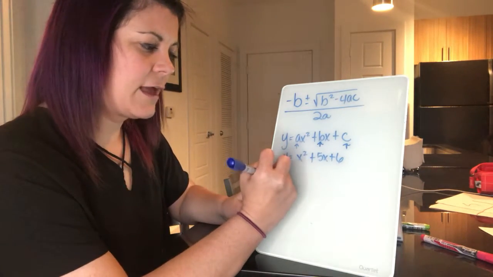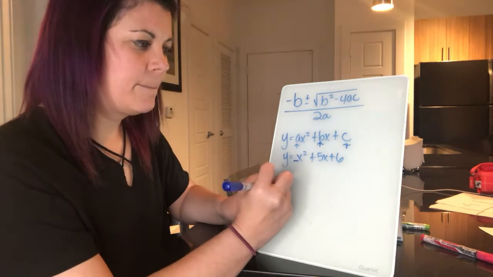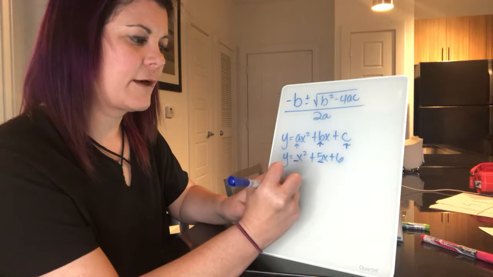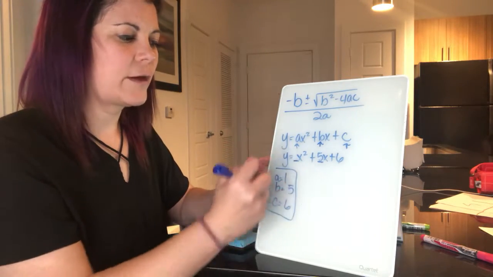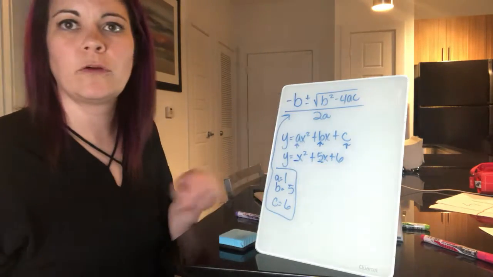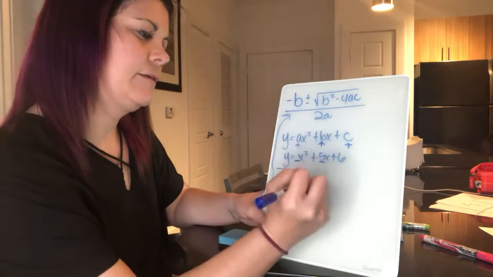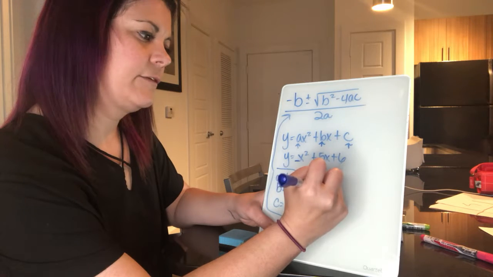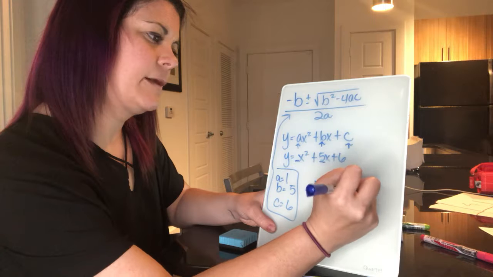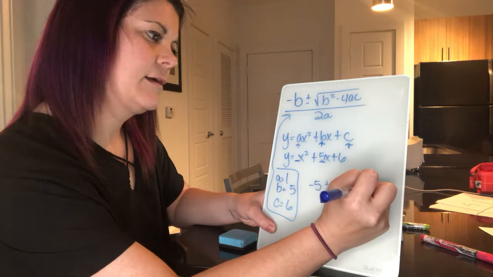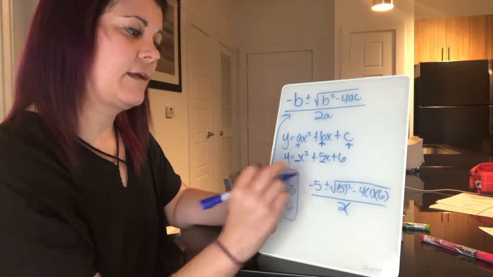So in this case, a, the coefficient in front of the x squared, is just 1. It's understood. B, the coefficient in front of the x, is 5. And c, the constant, is 6. So you take all these values and plug it in to the quadratic formula. And that's how you find it. So the opposite of b, so that'd be negative 5, plus or minus the square root of b squared, so that's 5 squared, minus 4 times a times c, and then all over 2 times a, which is 1.